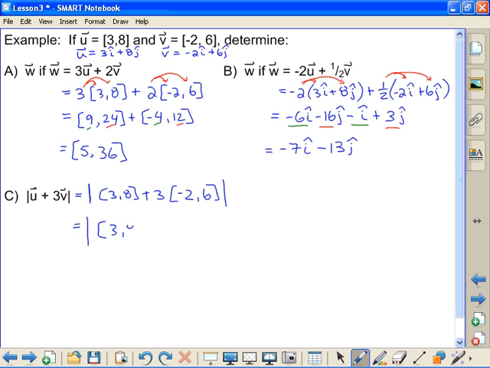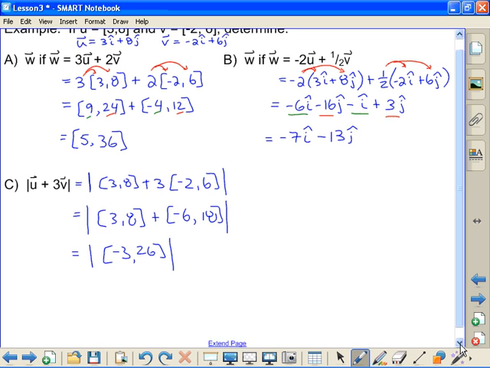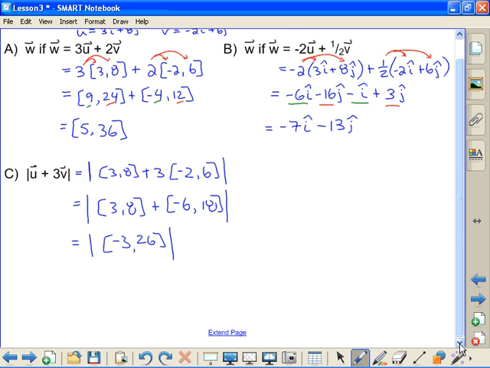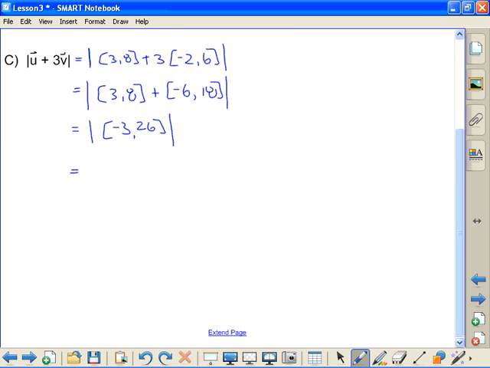So I get 3, 8 plus, and I'll distribute the 3 in. Keeping the magnitude symbols, I can collect like terms. So I'm going to add my x components together and my y components together. So that's 26. Now I want to find magnitude. So my next step then would be to find the magnitude of a vector.